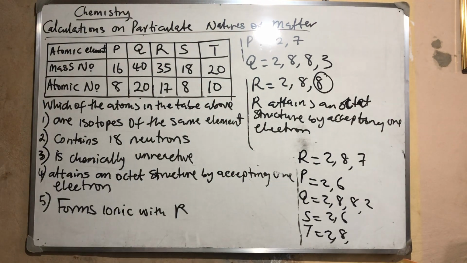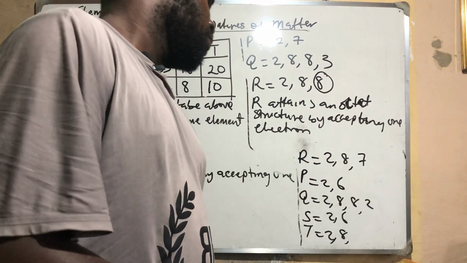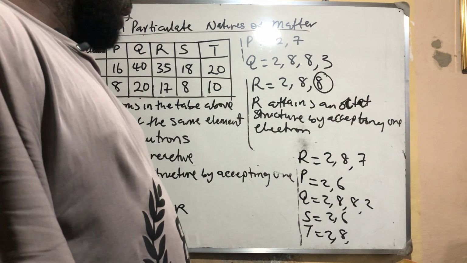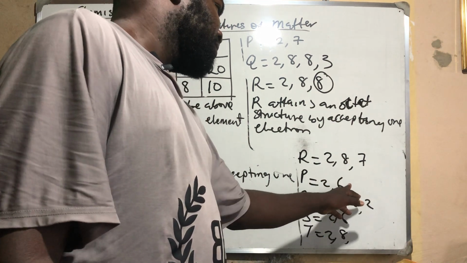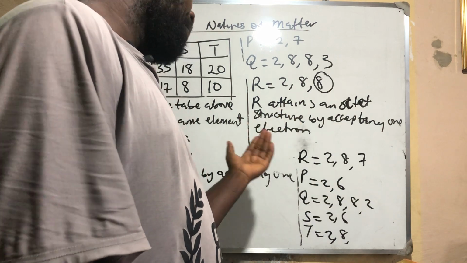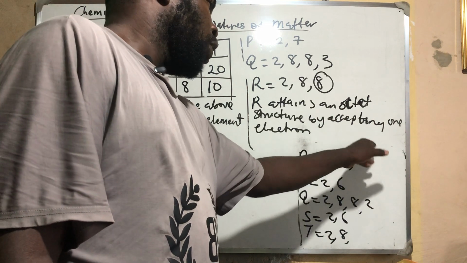So which of them? If you look at this, because of the fact that R wants to receive one electron, he is a non-metal. And since he's a non-metal, we need a metal that can react with it. If you look, Q is a metal because Q can easily give out 2. All right, so Q can react with that. P cannot give out 6. Look, the rest are non-metals because R wants to receive 1 to become octet.